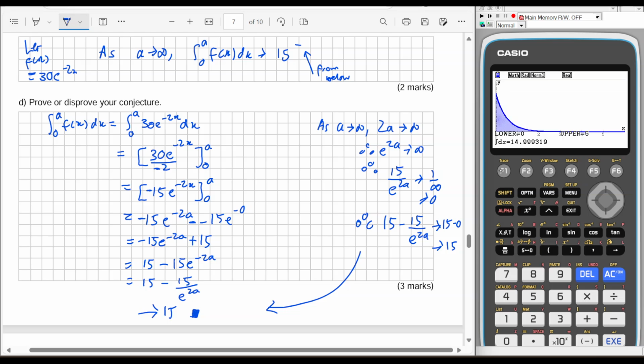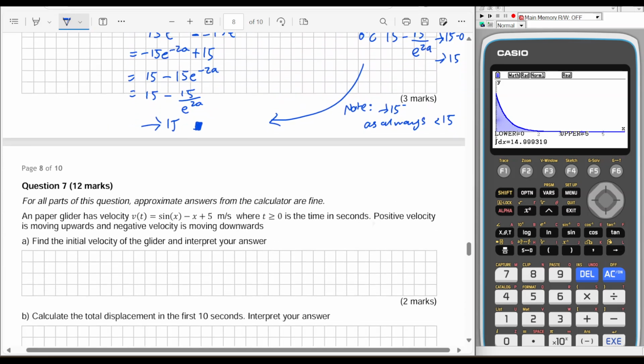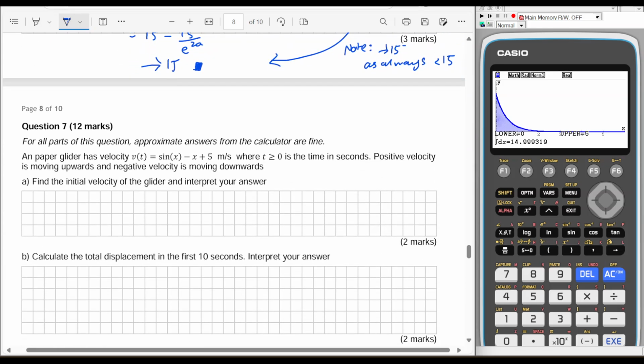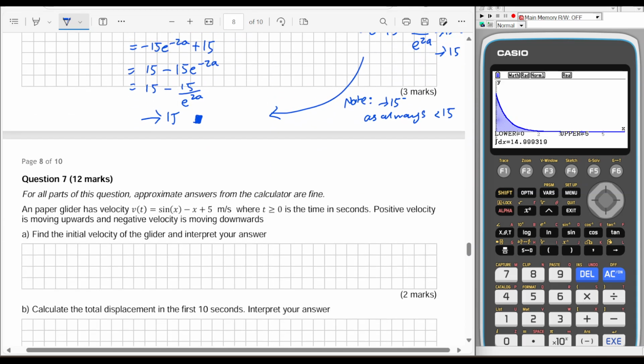Now, note it goes to 15 from below, as always less than 15. So you can make a little note about that. Cool, that's how we prove the conjecture then. And it's always less than 15, as it's always 15 take a positive number.